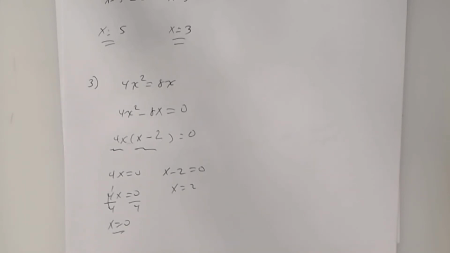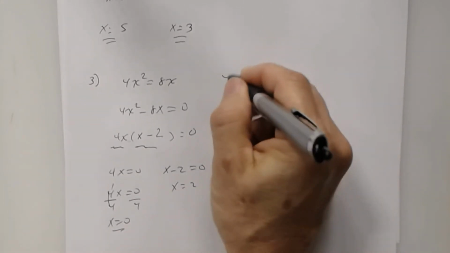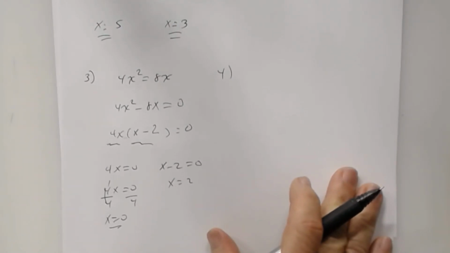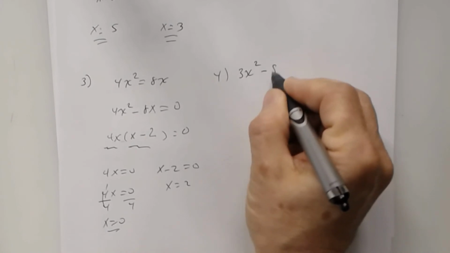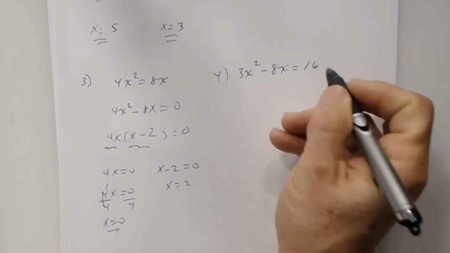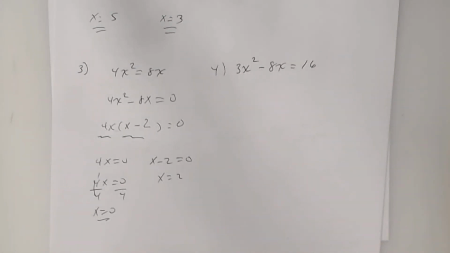Let's do one more with factoring. Number 4. We have 3x squared minus 8x equal 16. So we do this by factoring. Is number 4 in the form I need it in? No. Because I have to have what number on the other side? 0.